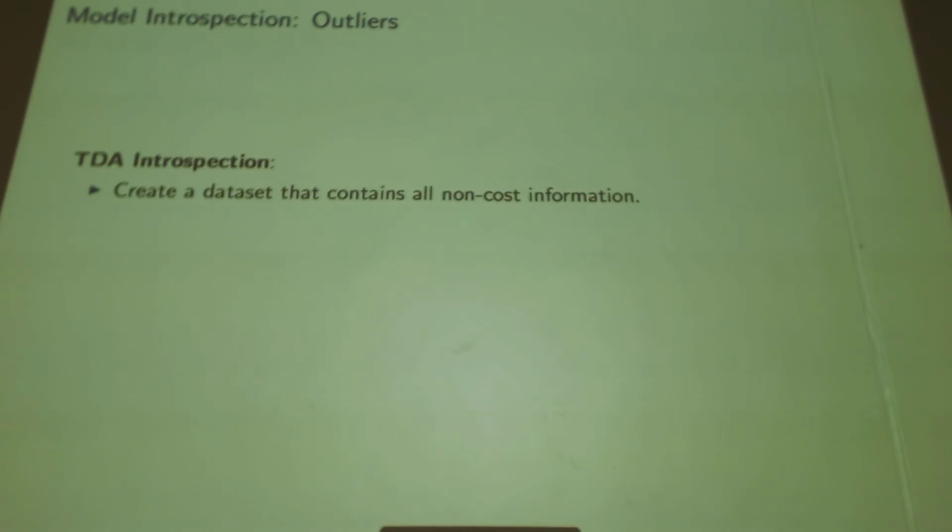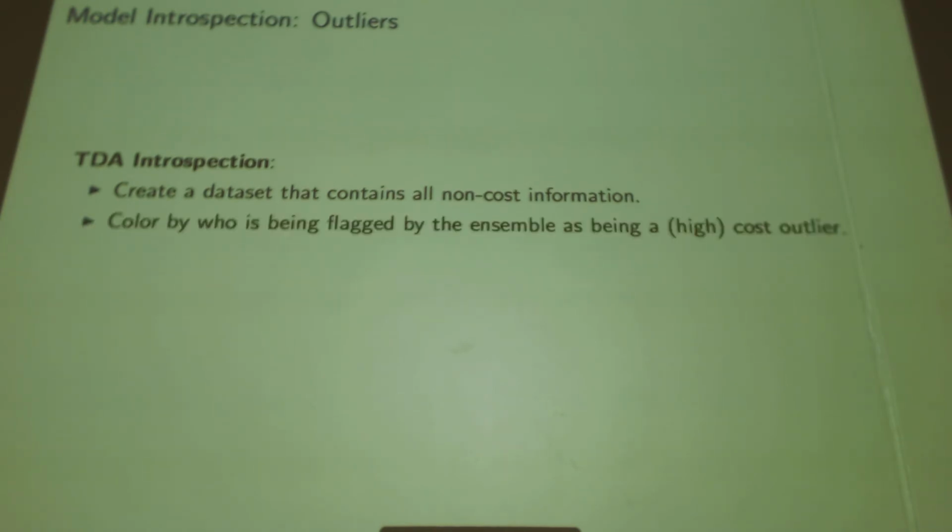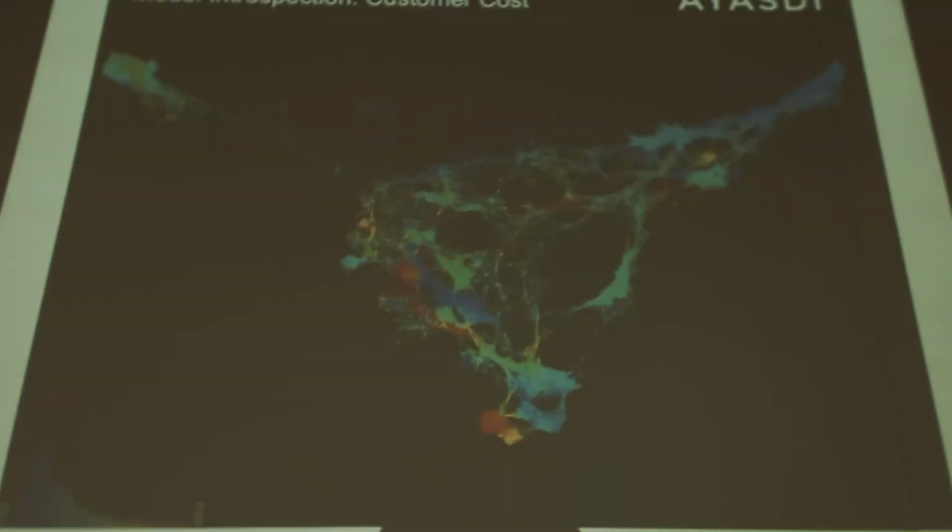So I'm going to make a data set that doesn't include any of the cost information, and that's important. I'm characterizing the customers purely by their behaviors, not by their costs. The fraud is in the behavior; the cost is just a consequence of the behavior. So I'm only using the behaviors to build the network. And now I'm going to look at who's being flagged by this ensemble.